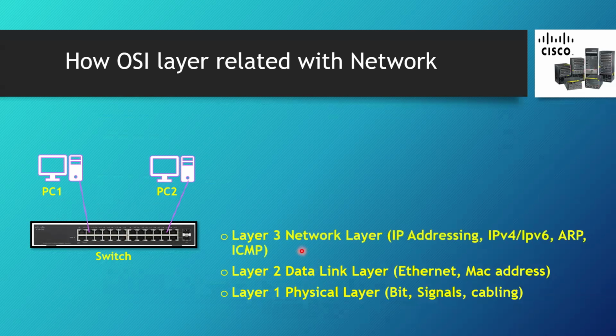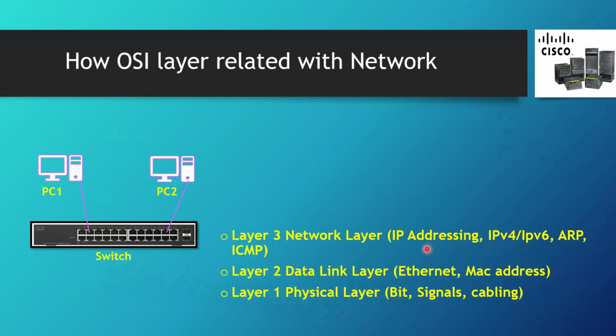Next layer, which is layer 3, network layer. As part of network layer, we have IP addressing, IPv4 and IPv6, address resolution protocol, which we call ARP, ICMP, which is Internet Control Messaging Protocol, and there are many other protocols. They are actually sitting on layer 3. But at a minimum, we need to remember that IP addressing is part of layer 3. IPv4, IPv6 address configurations are part of layer 3.